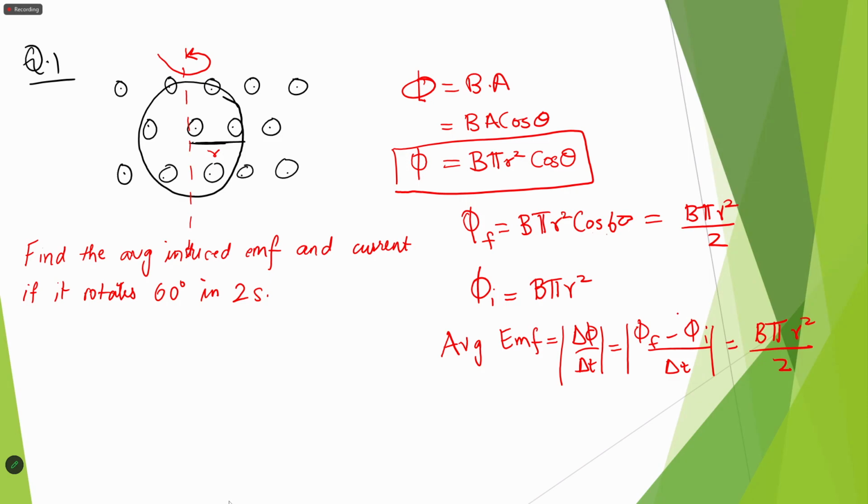Okay, we got this as change in flux, but did I do the delta t? No, we didn't. We do it over delta t, right? And what is the time given? 2 seconds. So it will be multiplied by 2. So this will become b pi r square by 4. This is the answer for EMF. Clear? We did the average EMF, right?